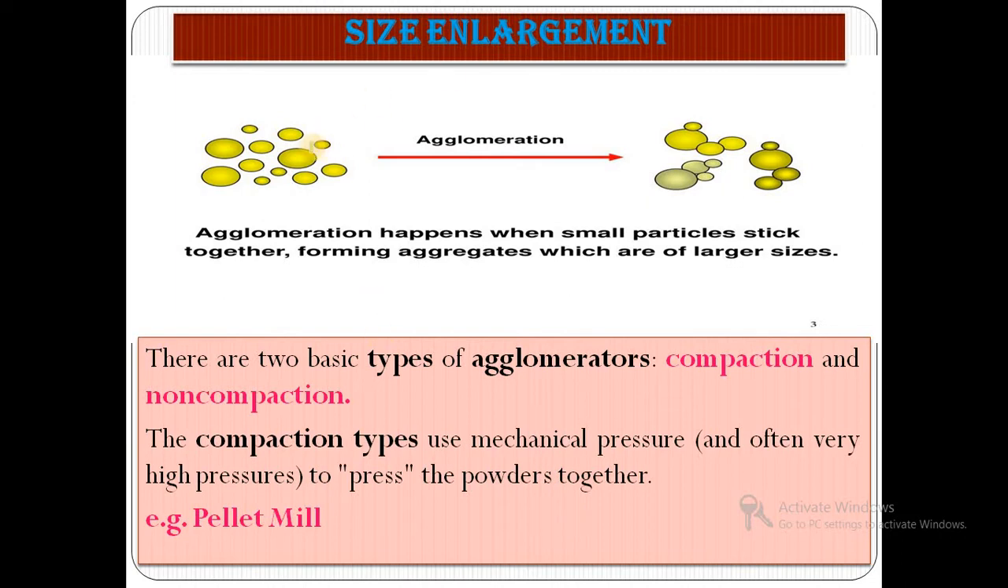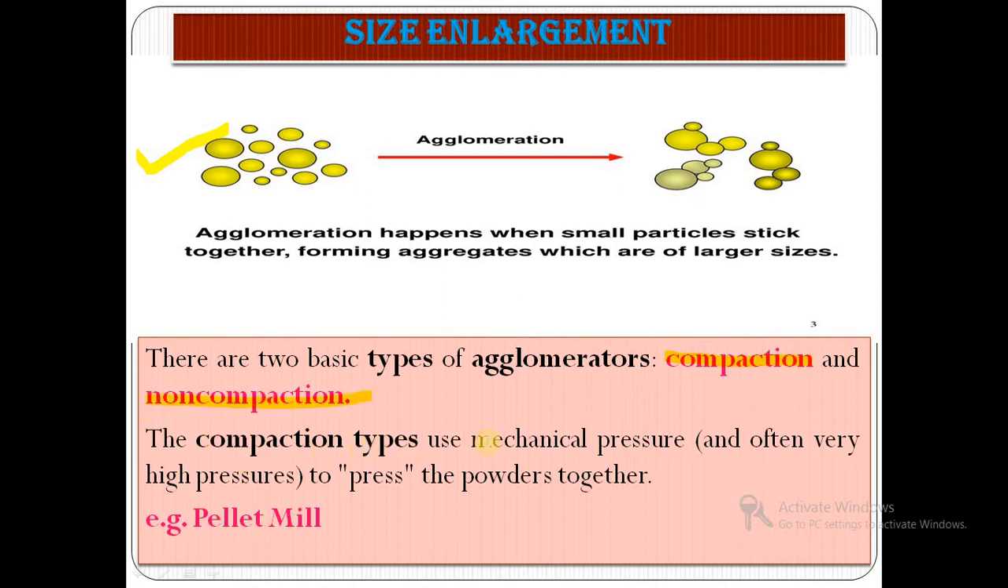Then we have seen that agglomeration takes place, that is, small dust particles combine and we get larger size aggregates. That is agglomeration. Then there are two basic types of agglomeration.